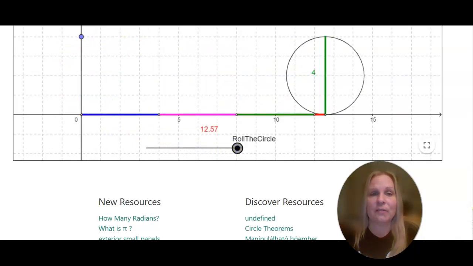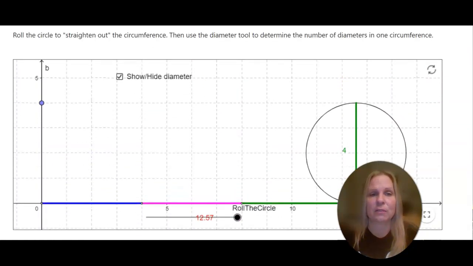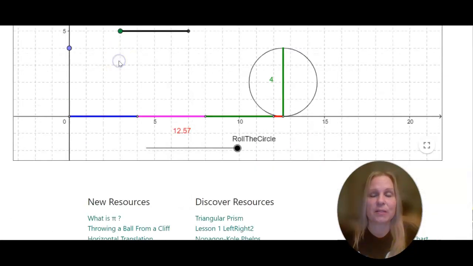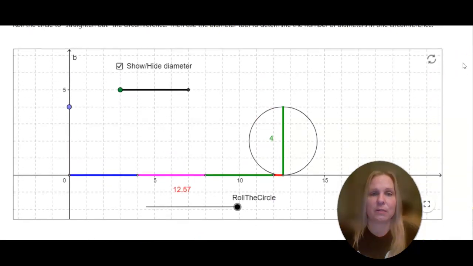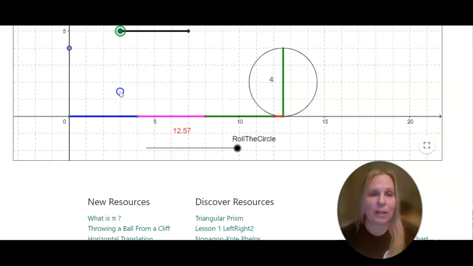All right, now I have this tool where I can show a diameter. Click off this box to show the diameter. So here's my diameter. You can see it's 4, and I can compare it to the length of the rolled out circumference. So I can bring my diameter down here and I can count. There's 1 diameter, 2 diameters, 3 diameters, and then a little left over.